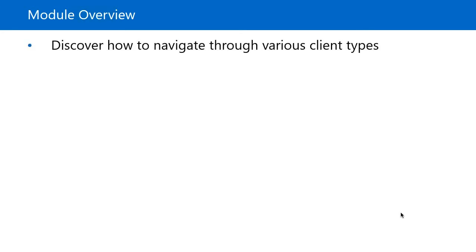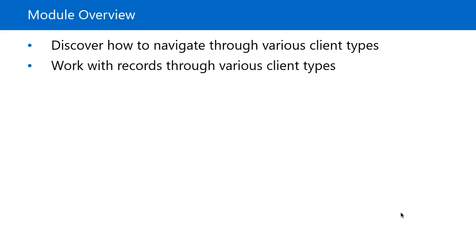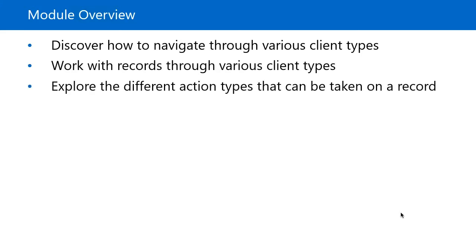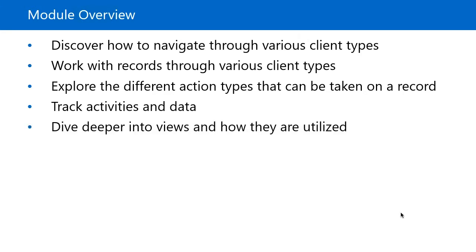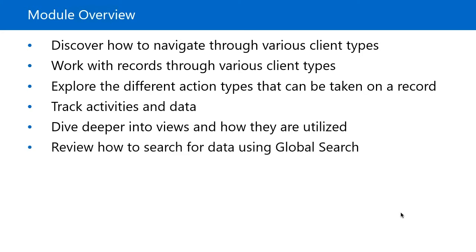available within Dynamics 365. In this module, the objectives are to discover how to navigate through the various client types, work with records through various client types, as well as to explore the different action types that can be taken on a record, track activities and data, dive deeper into views and how they are utilized, and finally, to review how to search for data using the global search functionality.